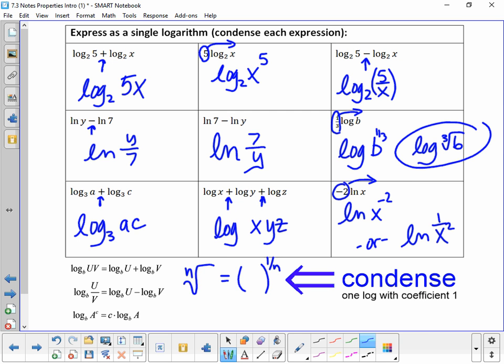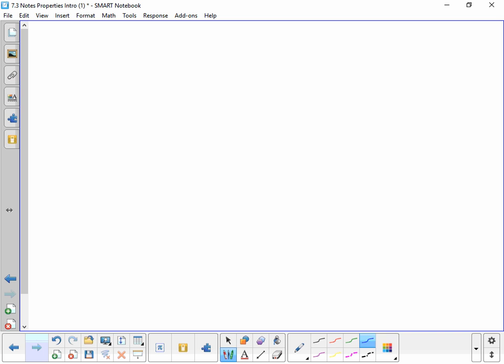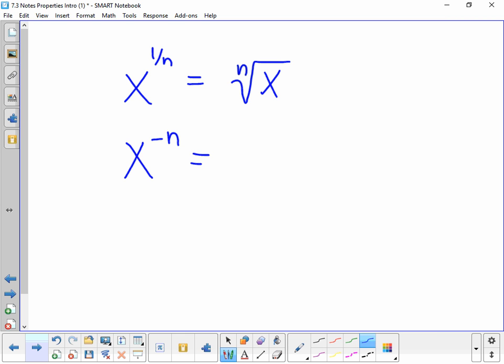Sometimes people confuse those two rules, the rule with the fraction exponent and the rule with the negative exponent. So I'll write that on the next slide so you can see the difference. If we have x to the 1 over n, that's the same as the nth root of x. If we have x to the negative n, that's the same as 1 over x to the n. Two very different things, but sometimes people get them mixed up.